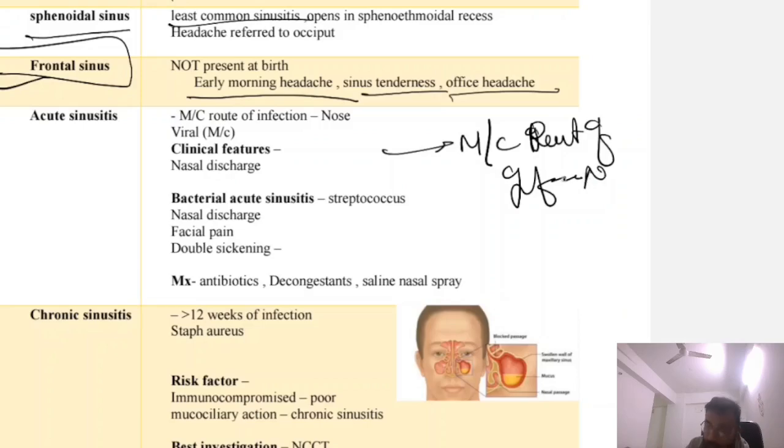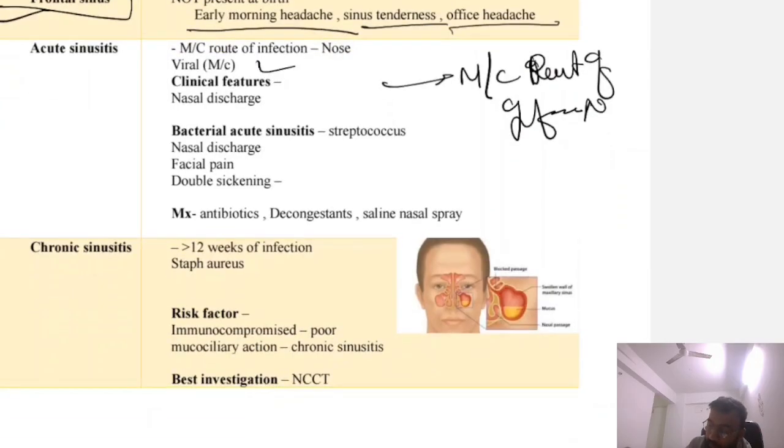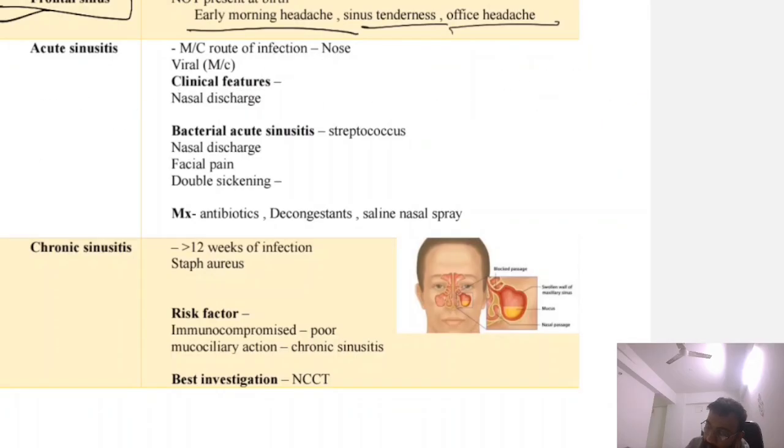Most common route of infection in sinus is from the nose, obviously, because the nose is near. So if there is an infection in the nose, that leads to infection in the sinus also, which leads to sinusitis. Most common cause is viral. Clinical features: the patient will present with nasal discharge. Next is bacterial: acute bacterial sinusitis caused by Streptococcus.